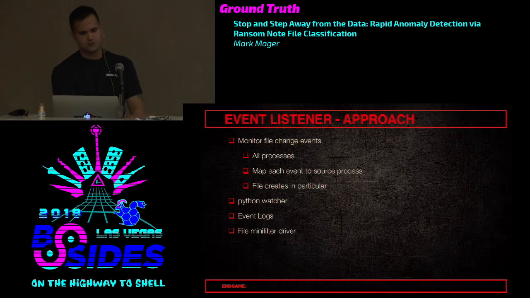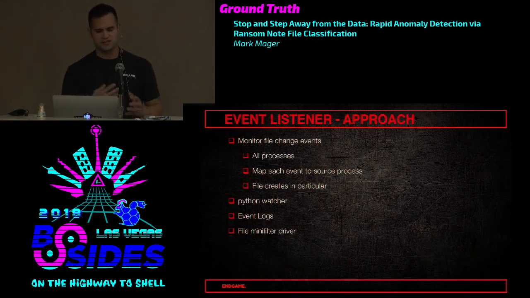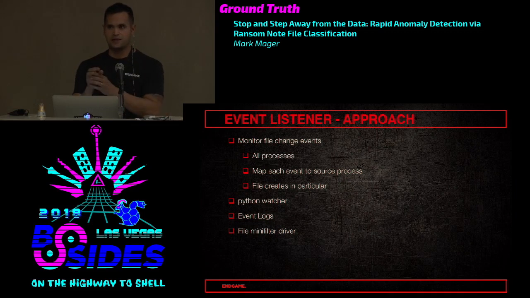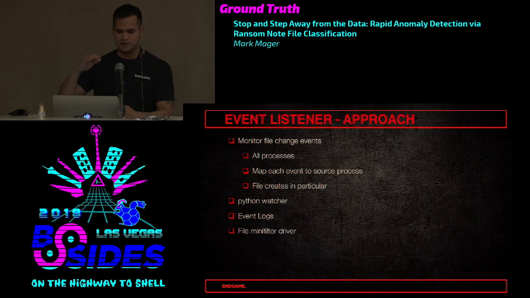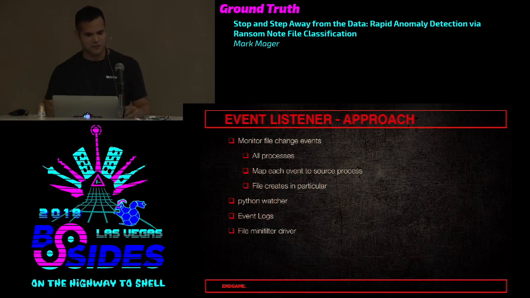Okay, so now going back to our event listener. Essentially what we need is something that's going to monitor file change events for us. We need to monitor all processes on the host, and we need a mapping of each specific event to a specific source process. And in particular, for our case, we want to monitor file creation events. There's a few ways that we could go about this, but some of them aren't going to hit every single one of those three objectives, or they're going to hit them, but it's going to be a little more difficult, right?